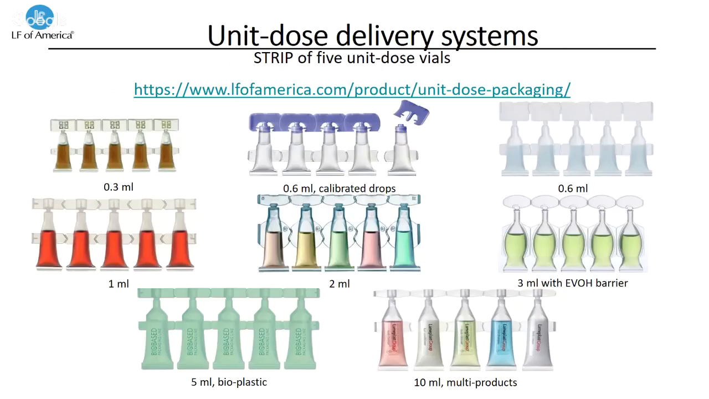Talking about the packaging, so more specifically about the unit dose delivery system that we offer. You see here the available capacity that we currently offer on catalog. We have a capacity range that go from 0.3 milliliter up to 10 ml, 10 milliliter, basically 1/3 of an ounce. The format of our packaging is what we call a strip of 5 unit dose vials.